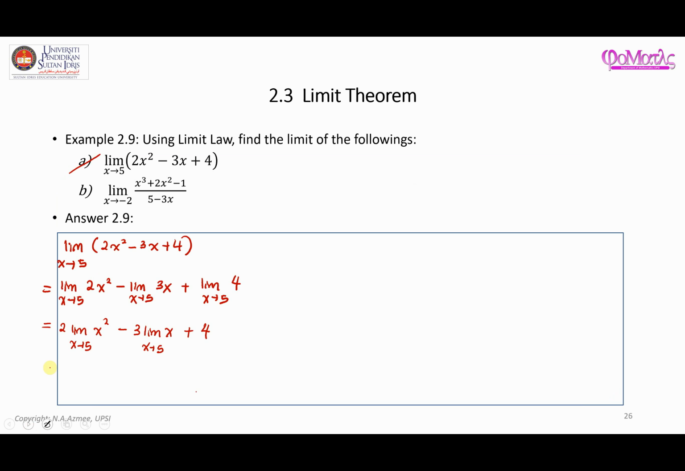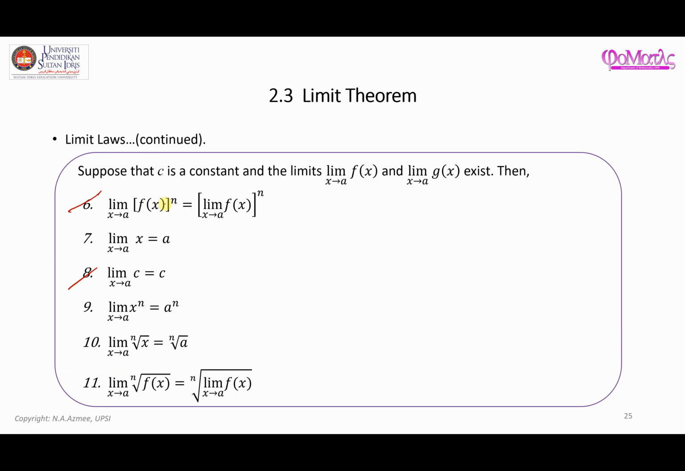Okay, next, what we can do is simplify that to be 2 limit x approaches 5x, going to square it. So this is based on the rule given here, which is rule number 6. Okay, so you can consider having exponent outside that function.